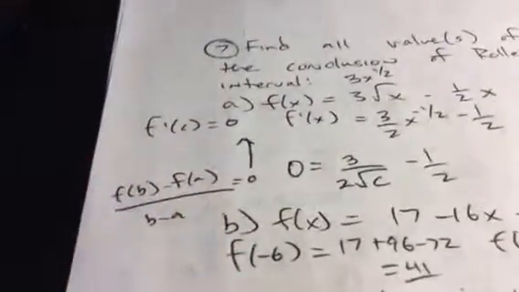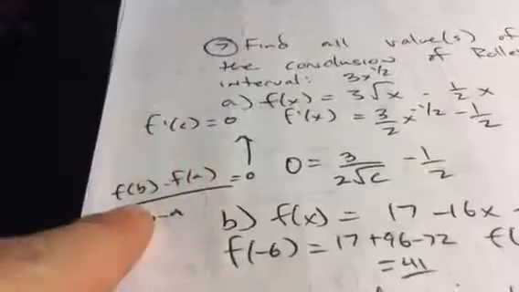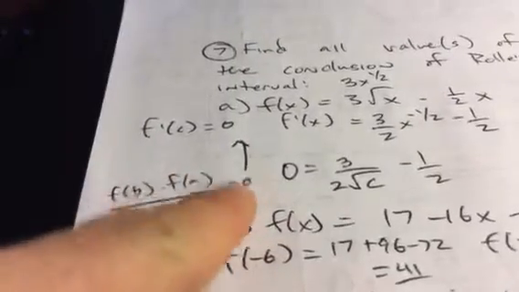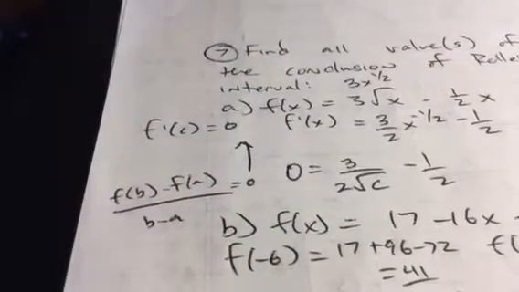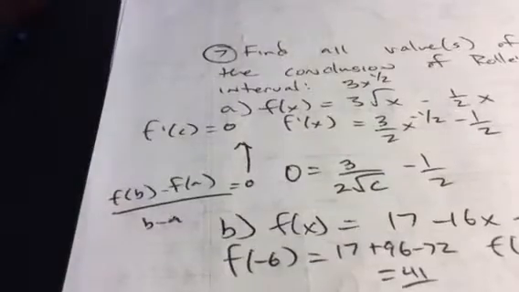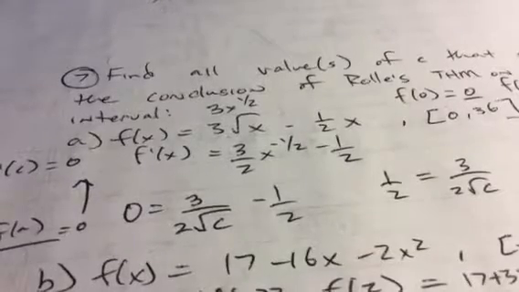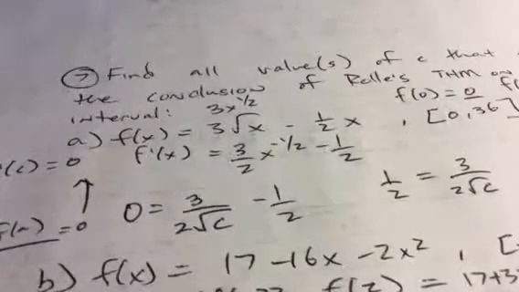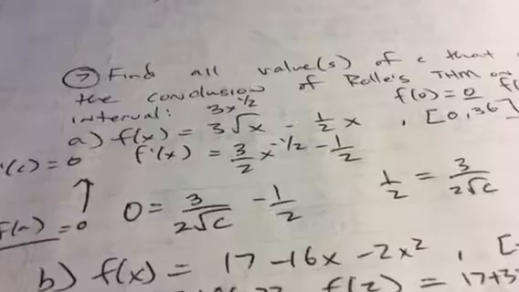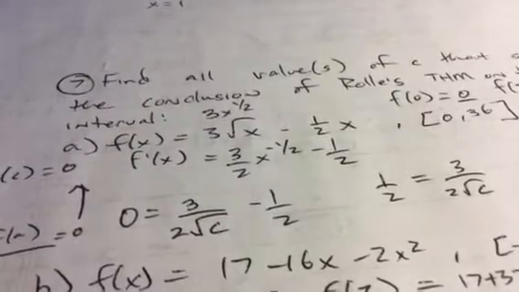Guys, it's the mean value theorem, just with f of b equal to f of a, so this top thing is 0. The mean value theorem and Rolle's theorem go together really nicely. So find the derivative. Again, square root of x is x to the 1/2. Bring down the 1/2, multiply it by 3. That's how you get 3 halves x to the negative 1/2 minus 1/2.